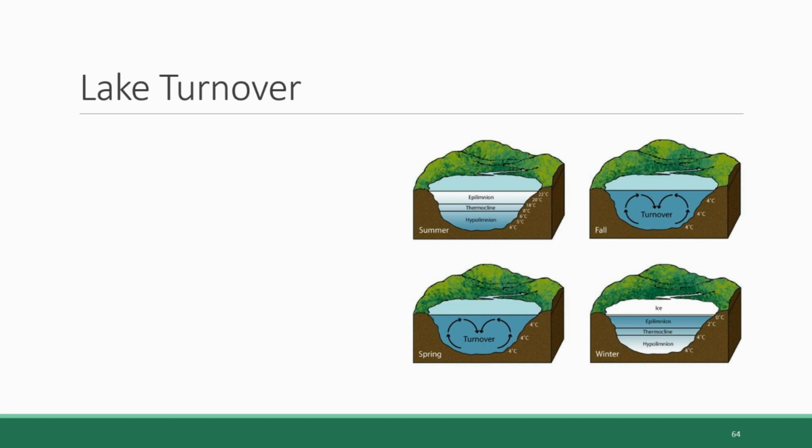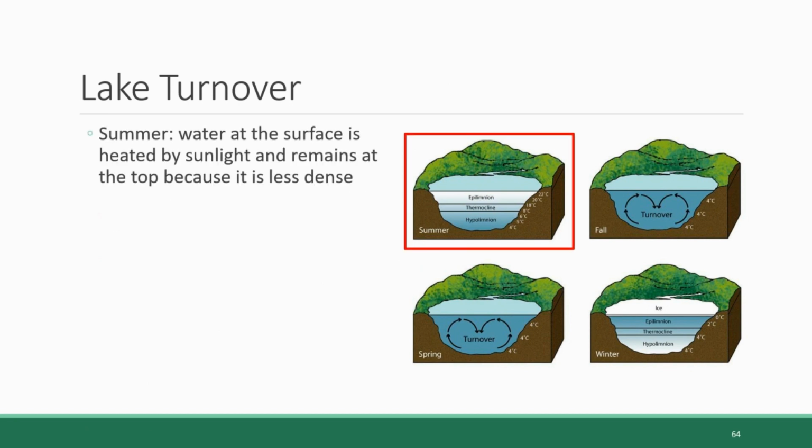Lake turnover is a seasonal phenomenon where water will mix at different levels of the lake, depending on the time of year and the temperature conditions. So during the summer, water at the surface of the lake is heated by sunlight, and therefore it becomes warmer than the lower layers. And because warmer water is less dense than colder water, the hot water will remain at the surface, and the cool water will remain down below, and there won't be any mixing.